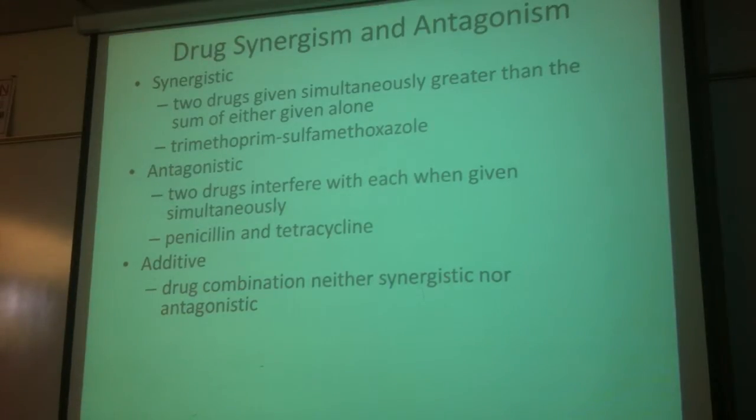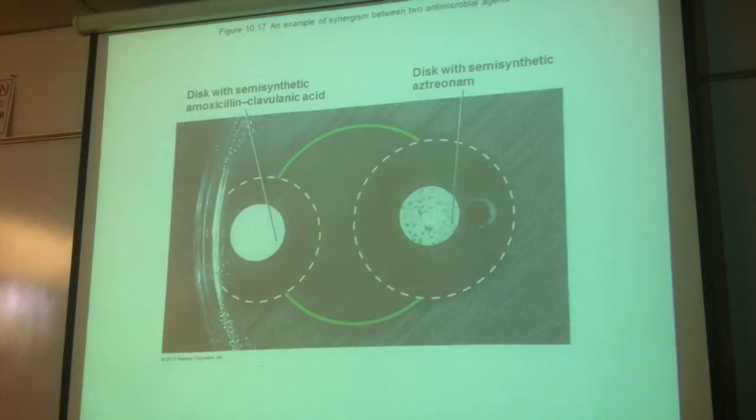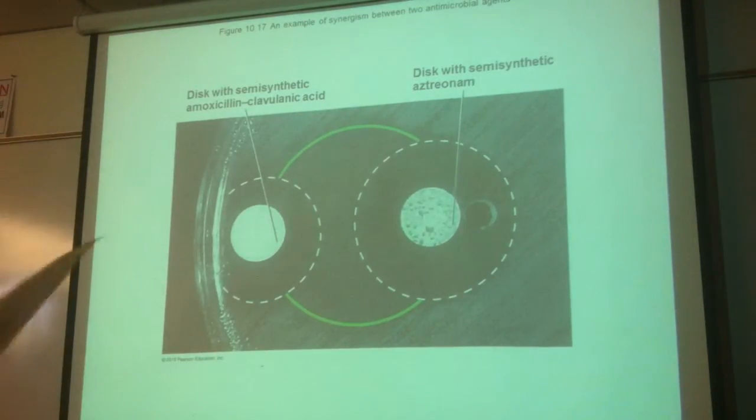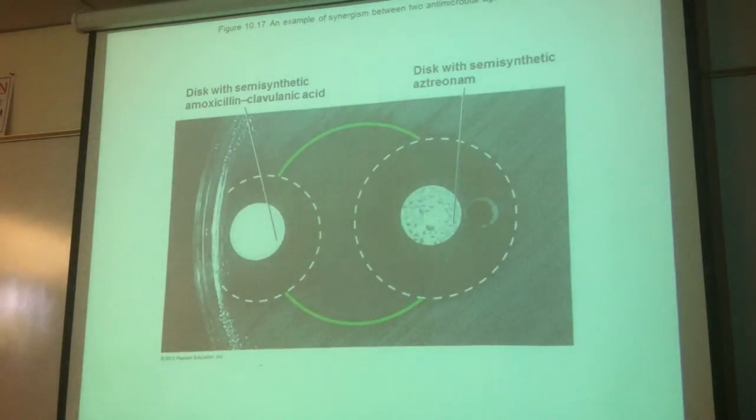Okay. So a pretty picture showing synergism between 2 antimicrobial agents. You can see that each of them has their zone of inhibition, this region here. But then all of this inside here is all extra from when low levels of them leached out, and so they are greater than the sum of their individual parts.